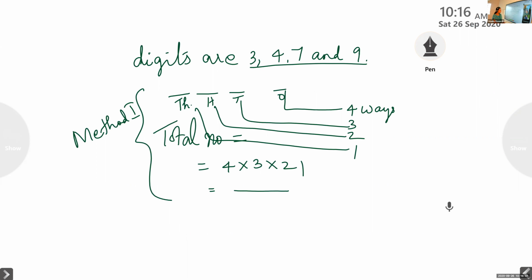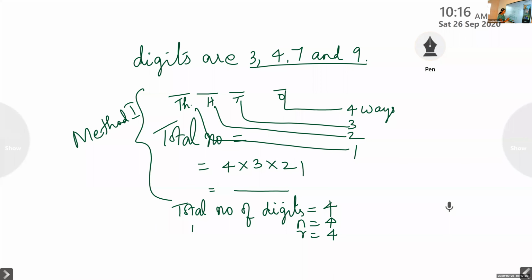Permutation. Okay, so what is the total number of digits used here? How many different digits are given here? They are given with 4 different digits. Yes. And we want to frame a 4-digit number, isn't it? So n is equal to 4. And we want to frame a 4-digit number, so r will also be 4.